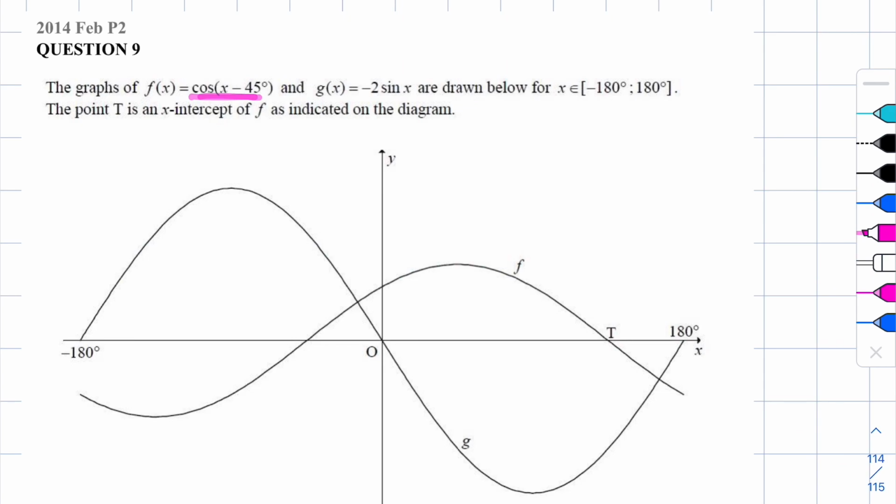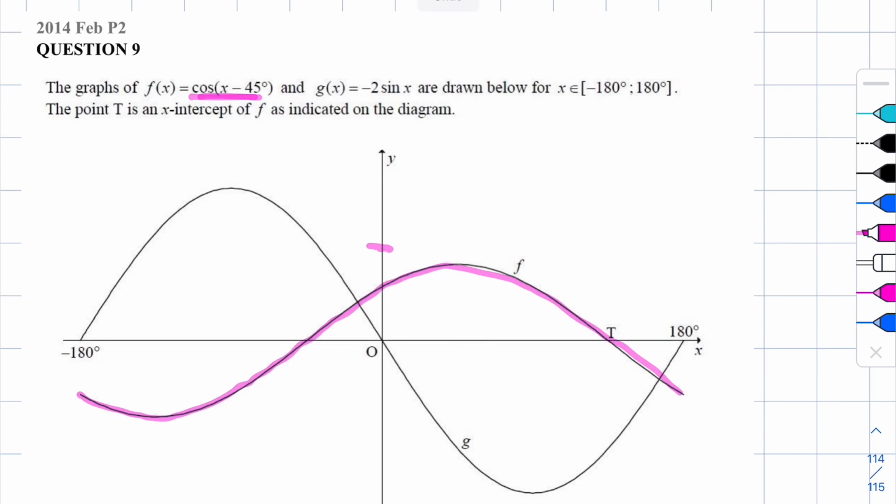So which means it is this graph? Because normally the graph of cos will start here and go down. This is shifted 45 degrees to the right. So that's the graph of cos.